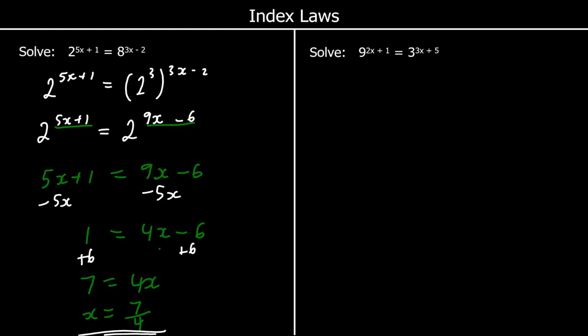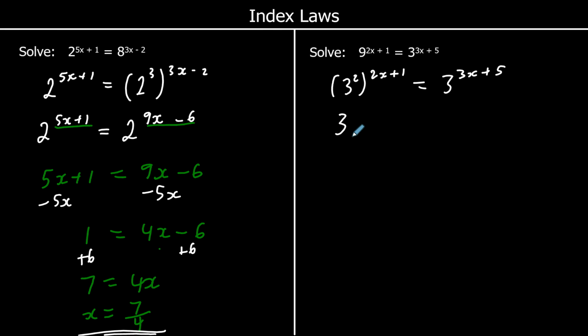One for you to try. So give this one a go. This time we've got 9 to the power of 2x plus 1 equals 3 to the power of 3x plus 5. We can make them both powers of 3. So we can change 9 into 3 squared. So 3 squared to the power of 2x plus 1 equals 3 to the power of 3x plus 5.